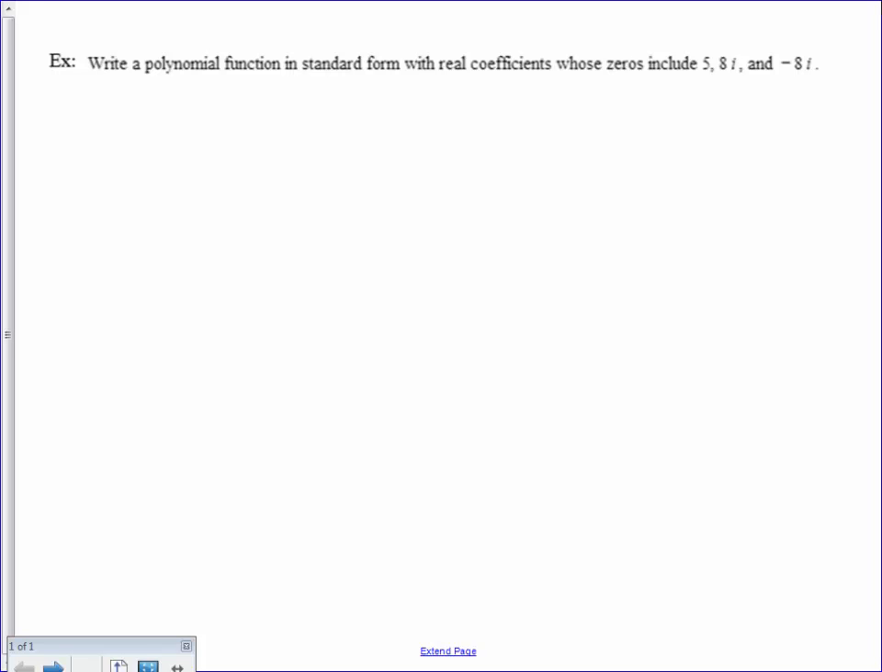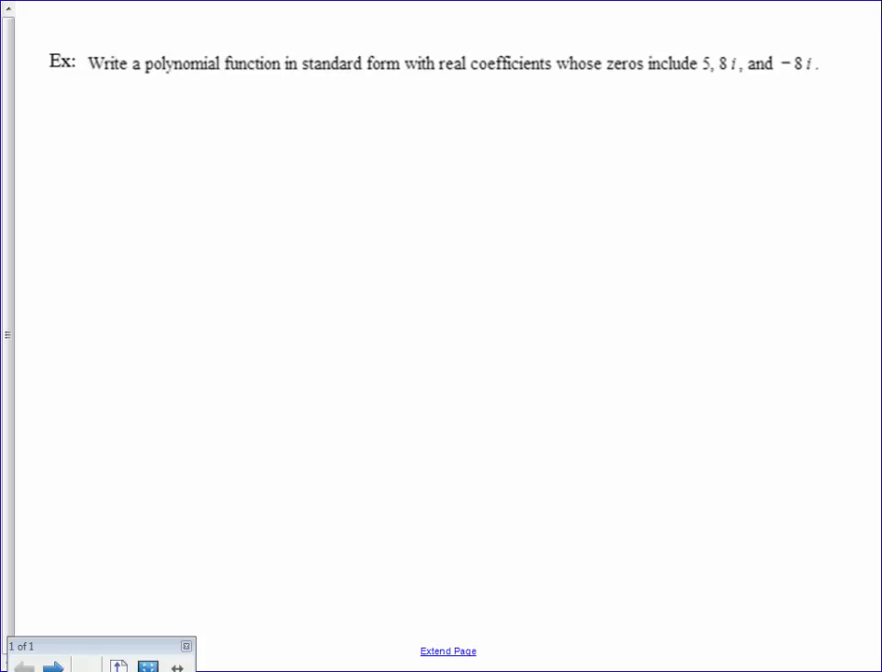This example has asked me to write a polynomial function in standard form with real coefficients whose zeros include 5, 8i, and negative 8i. Notice here that we have not been told what the degree of the polynomial function needs to be. And so if you are not told, then just assume that it's the lowest degree, meaning that the factors that you find have understood multiplicities of 1.